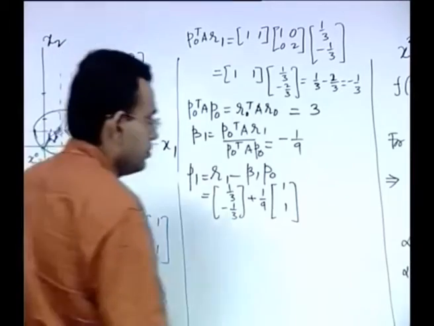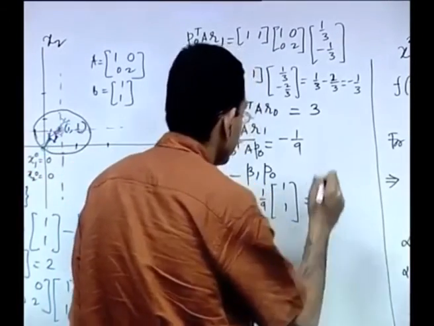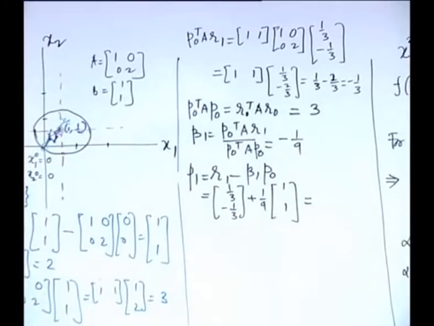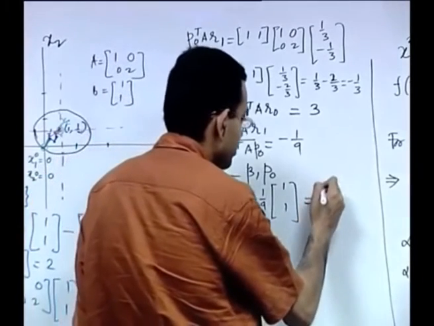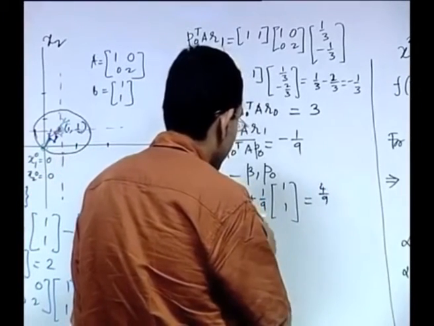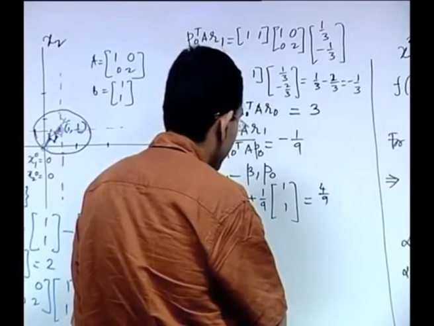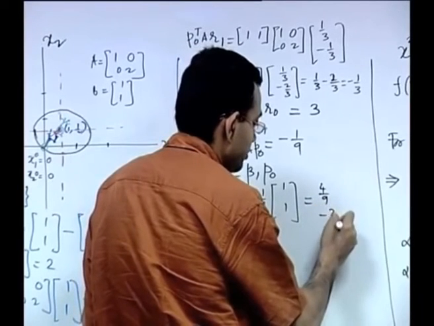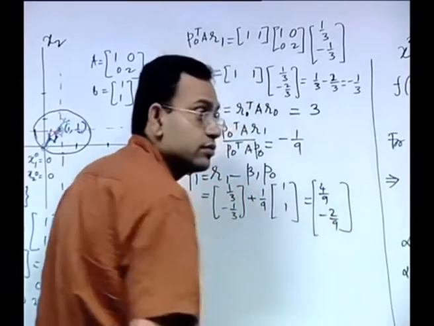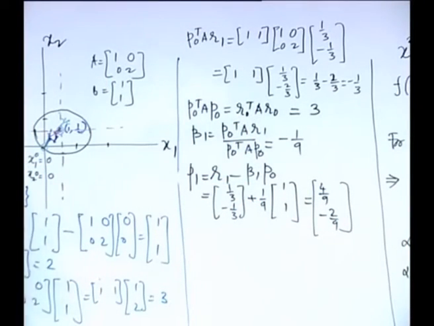So this becomes 1/3 plus 1 by 9, so 3 plus 1, 4 by 9, and minus 1/3 plus 1 by 9, so minus 3 plus 1, minus 2 by 9. So once you have calculated P1, what should you calculate next?